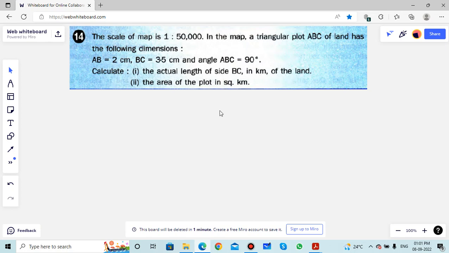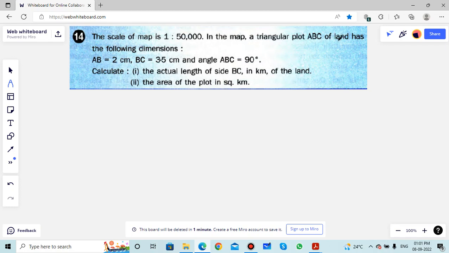The scale of a map is 1 is to 50,000. So it means that if the length on the map is 1 centimeter, then the actual length of that land part will be 50,000 centimeter. So this is what it means.